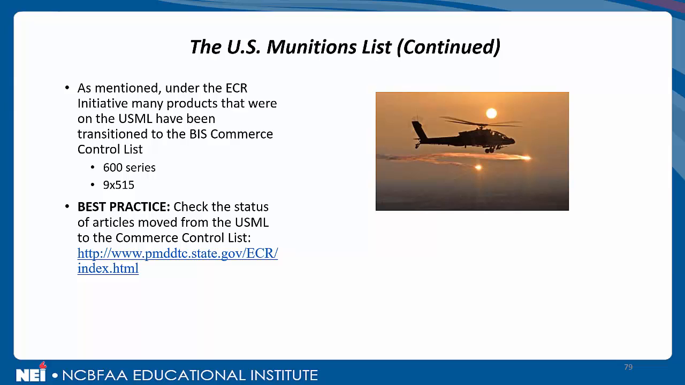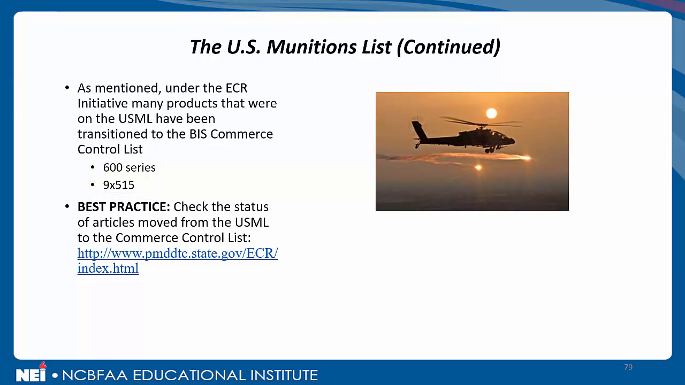Continuing on, and as mentioned just a second ago, under the ECR initiative, many products that were on the USML have been transitioned to the BIS Commerce Control List. We mentioned them previously, we'll mention them again, and we'll see them one more time when we get into the section on the Export Administration Regulations. But they are the 600 series and the 9X515.